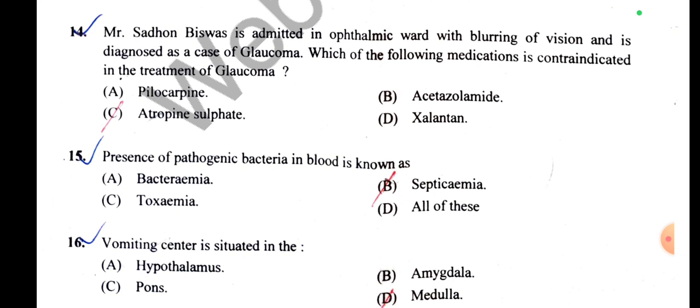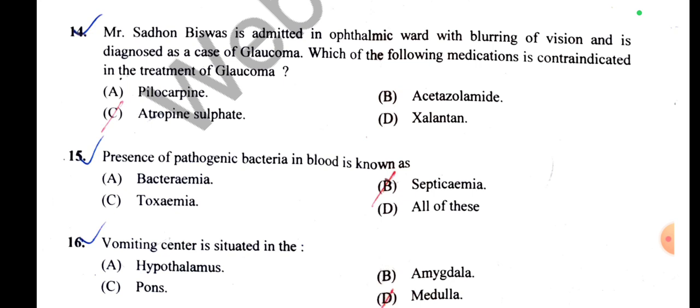Next, Mr. Sadhan Bishwas is admitted in ophthalmic ward with blurring of vision and is diagnosed as a case of glaucoma. Which of the following medications is contraindicated in the treatment of glaucoma? The answer is atropine sulfate. Contraindication in treatment of glaucoma is atropine sulfate.